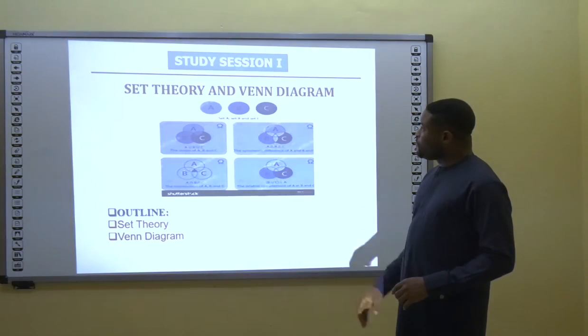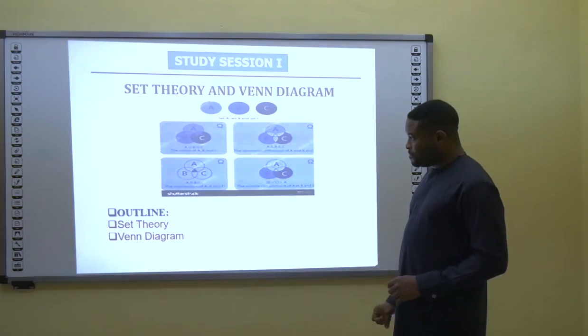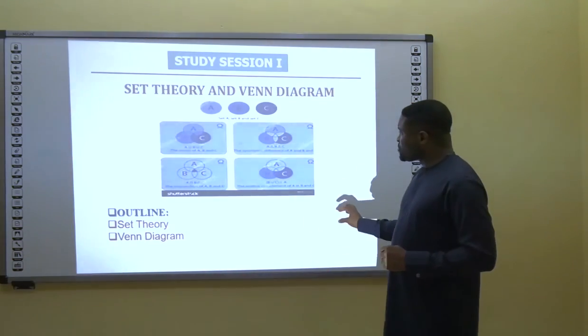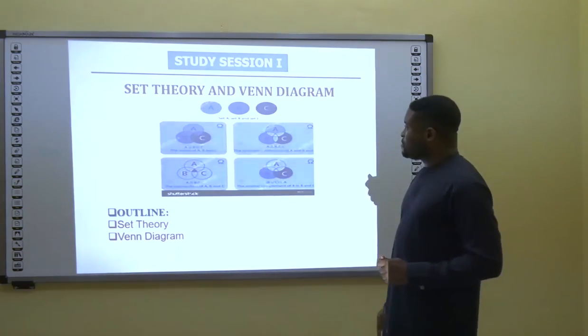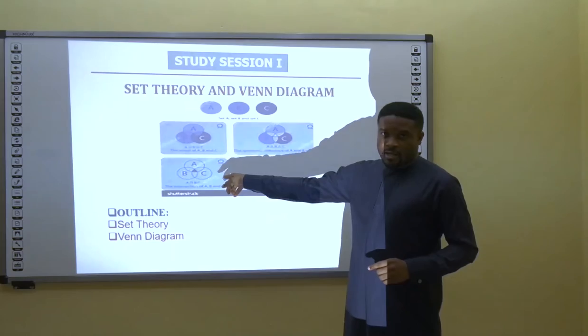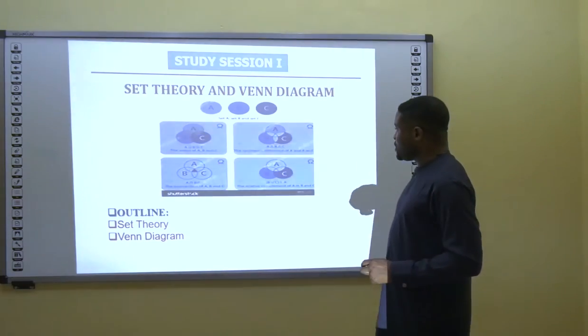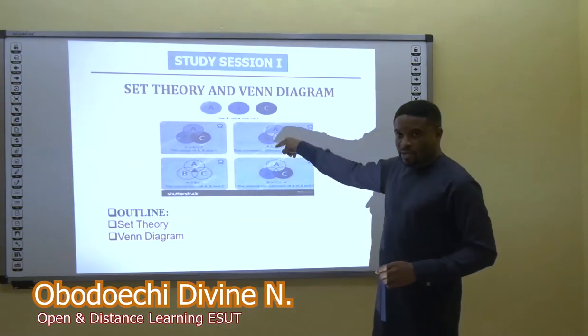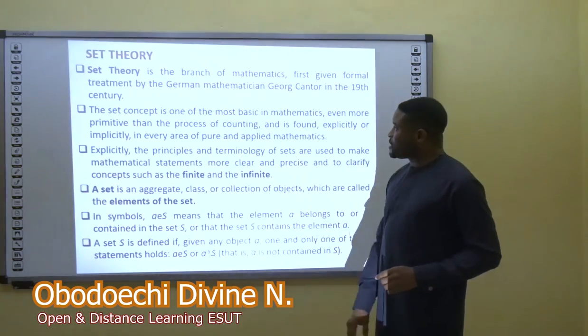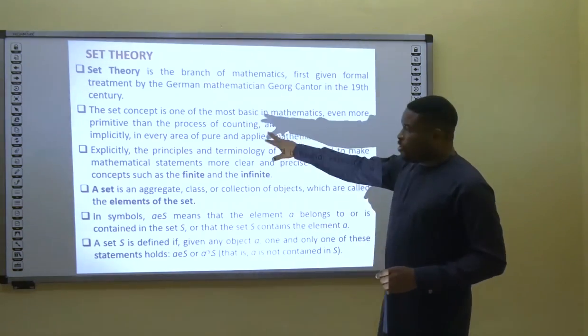The first one is set theory and the Venn diagram. Now, on the Venn diagram, we have 3 diagrams. So you see that some of the circles intersect each other, some do not. Then there's a particular cell that intersects all of them.